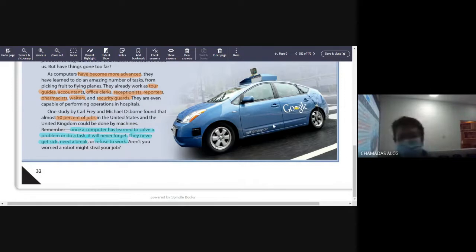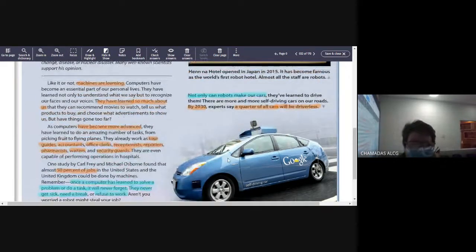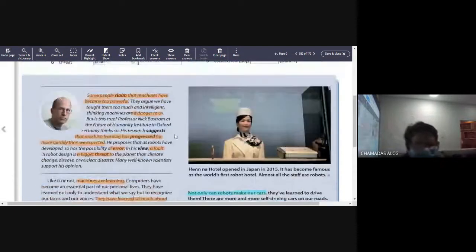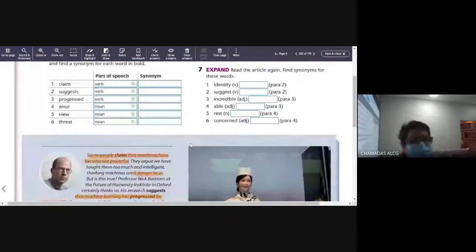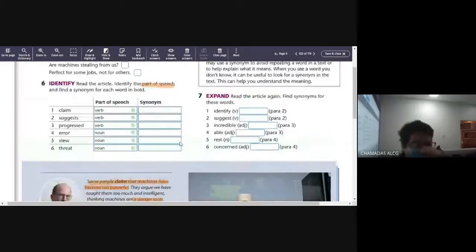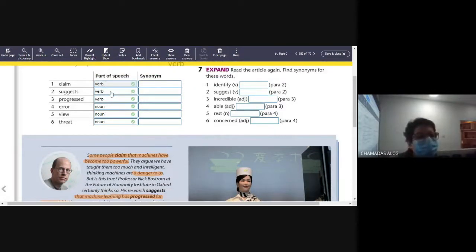This is becoming a reality. So you just turn on the automatic pilot, and then it takes you home. That's nice, isn't it? So what are we going to do with this article? We're going to see some examples of words used there. Like here in number 6, they say, read the article, identify the part of speech and find a synonym for each word in bold.